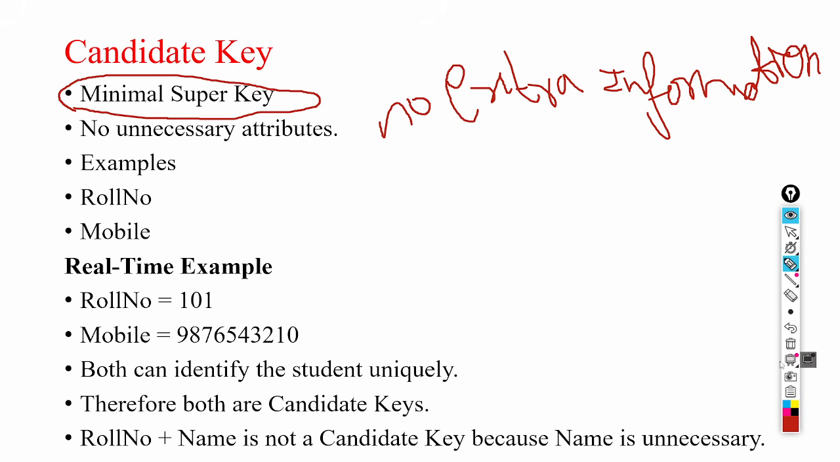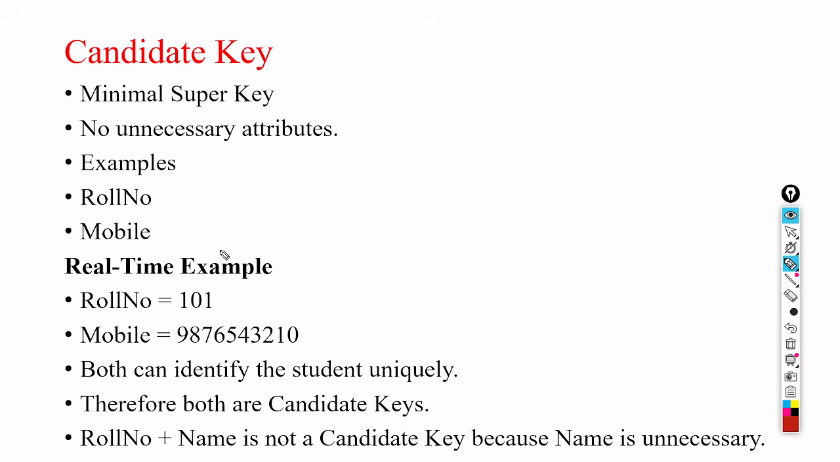Okay, let us give an example here. There is the roll number attribute, 101, and there is a mobile number. Both can identify the student uniquely. Therefore, both of these we call candidate keys.